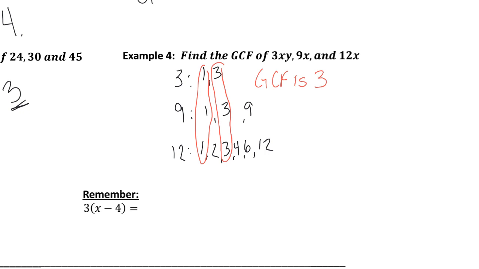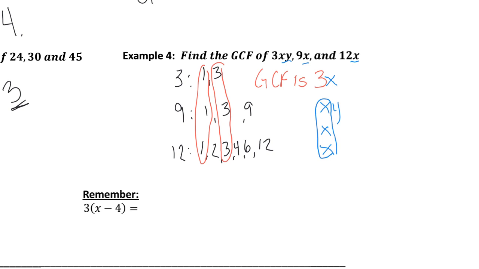But now let's look at the variables. So looking at the variables, we can write our own table for this one. I'm just going to write out what they have. So it's x, y. We have an x and an x, right? So x, y, x, and x. So what do they all have in common? They all have x in common. All three of these share one x in common. So that's going to be part of my GCF. So my GCF is 3x.